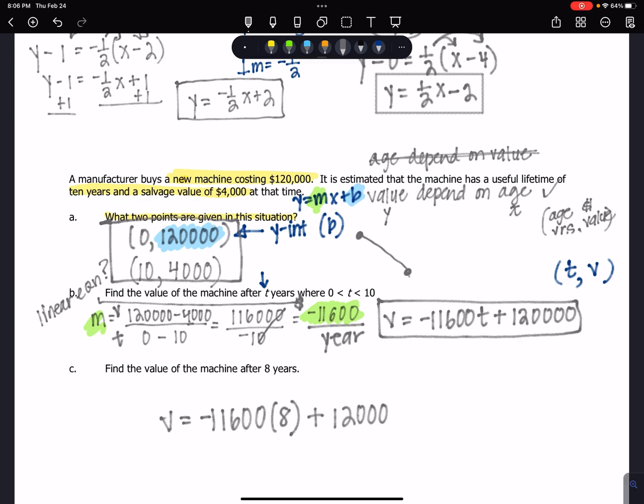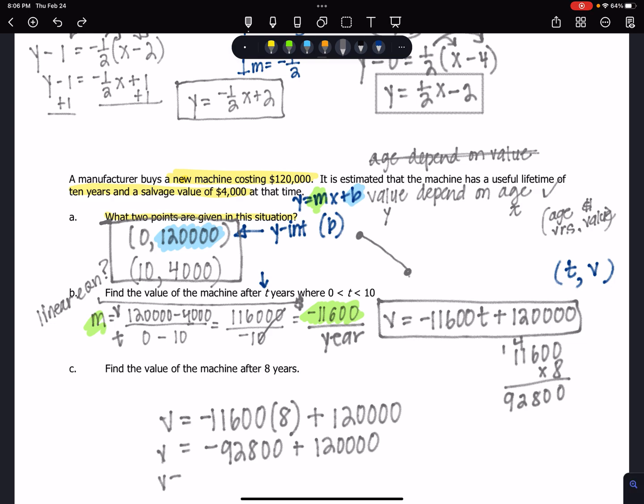So I'm going to put an 8 in for time. And then I've got to multiply 11,600 times 8. And I get 92,800. So negative 92,800 plus 120,000. Now I'm being stubborn right now and not picking up a calculator. But if you have a calculator, you're more than welcome to do this math on the calculator and maybe save me. So this 20 is going to become 19. And then this 2,000 is going to become 1999.